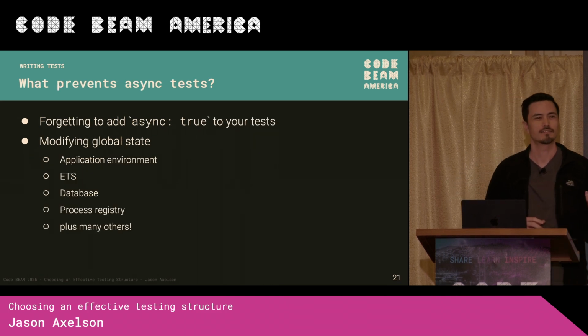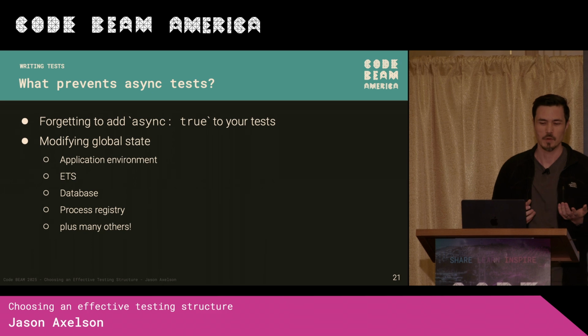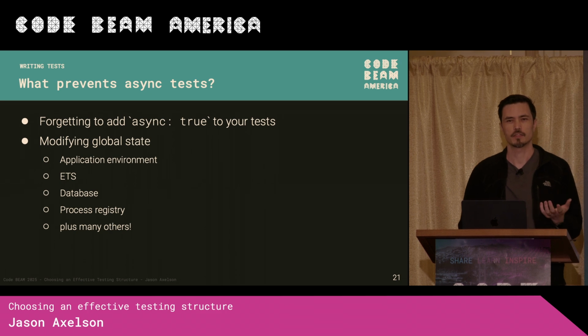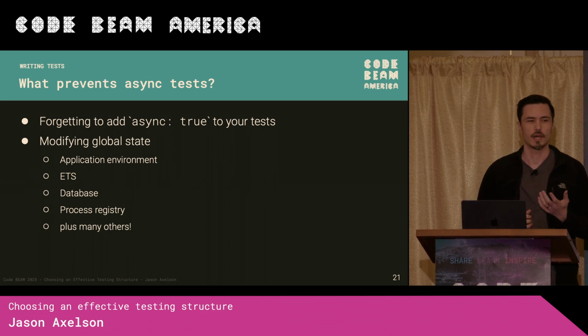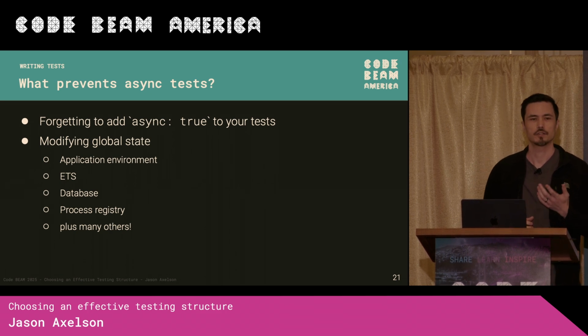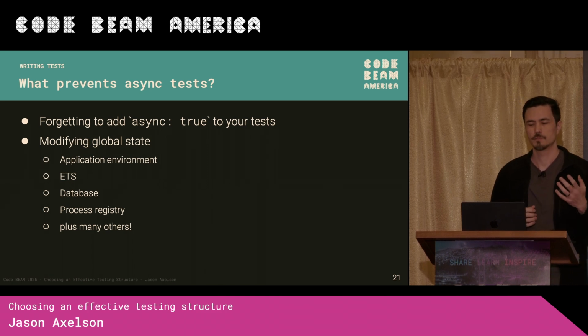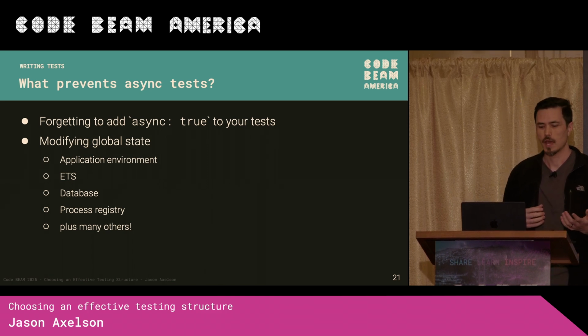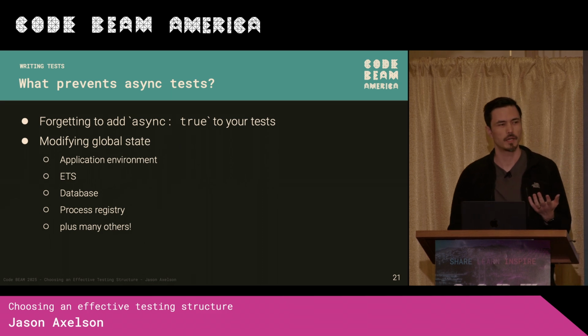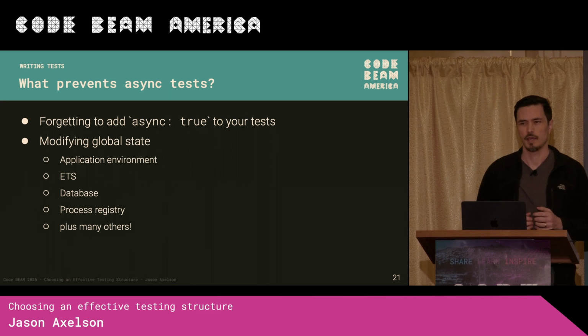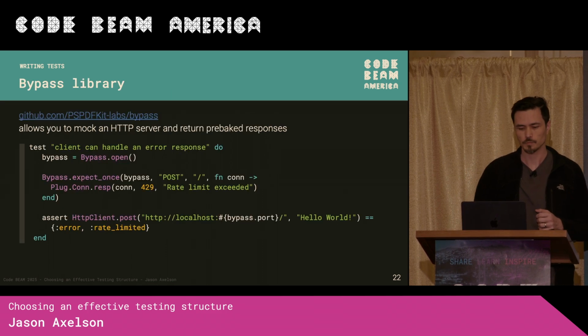So what prevents writing async tests? There's a number of things. One easy one to address is just forgetting to even add async: true in the first place. But the larger thing really is anything that modifies global state will make it so you're not able to write async tests. And there's a number of things in Elixir programs. Application environment is one, which is built on top of ETS, but you also have your database, registering processes that caught me out a few times, and there's many others as well.